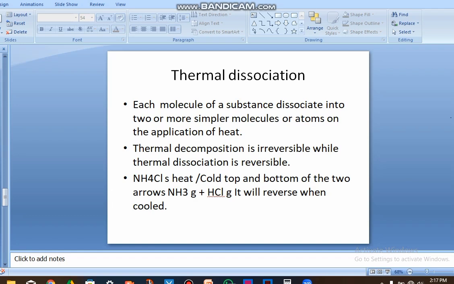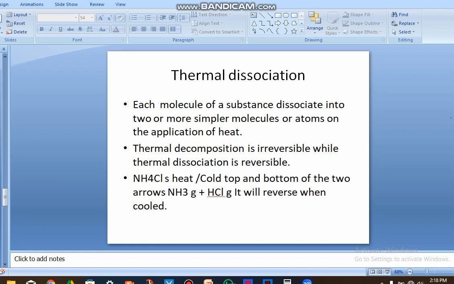So are you seeing it now? What did I say about thermal decomposition? I said when it is applied to a reaction, isn't it? That is what I said. It is called thermal decomposition. It means that thermal decomposition is irreversible, while thermal dissociation is reversible. So this is a key difference between thermal dissociation and thermal decomposition. Thermal decomposition is irreversible, while thermal dissociation is reversible.